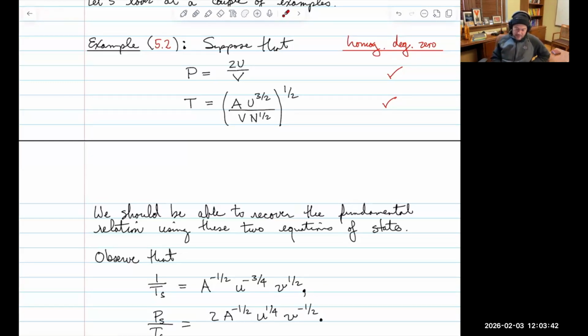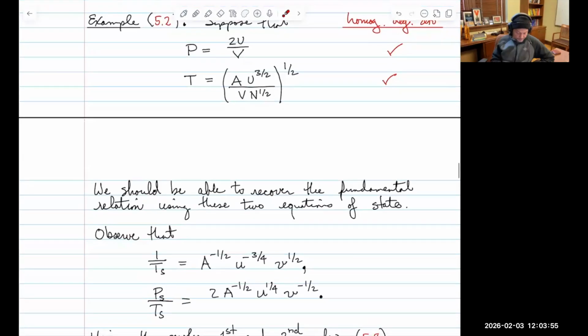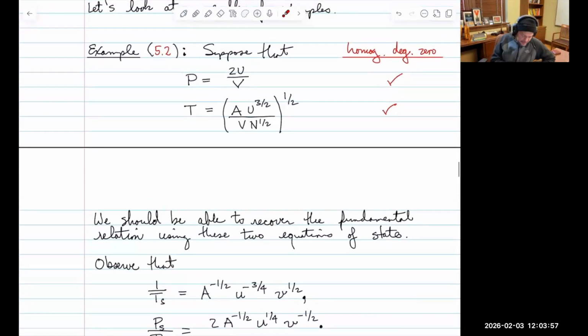And that's because of this concept that thermodynamic variables should be, at least the entropy and the energy should be homogeneous of degree one. It all follows basically from that they're extensive thermodynamic variables. So let's suppose that we have this equation for pressure. Notice that it's in terms of U and V.